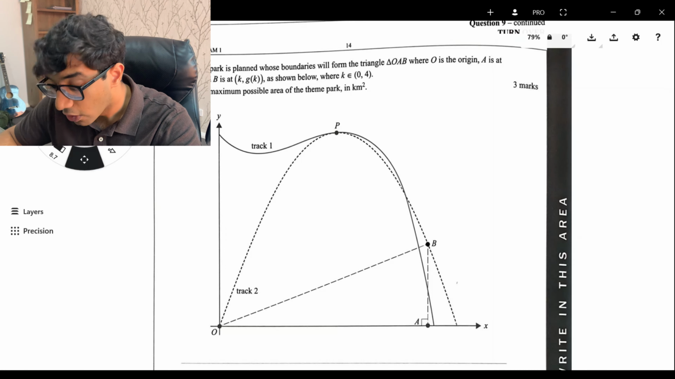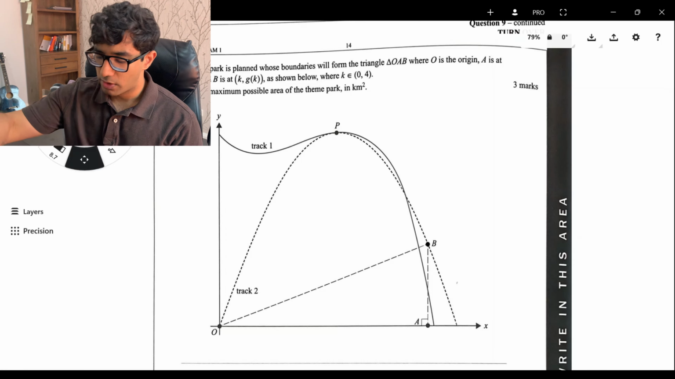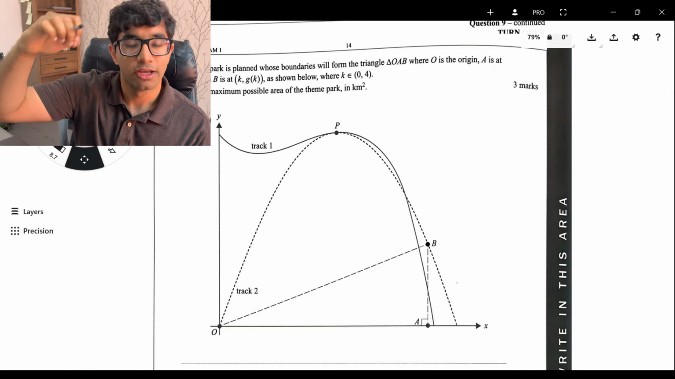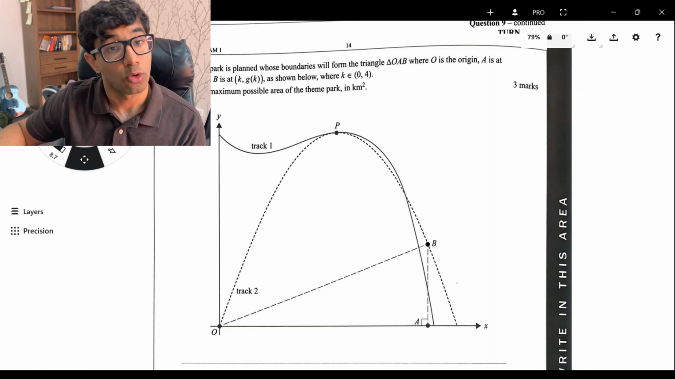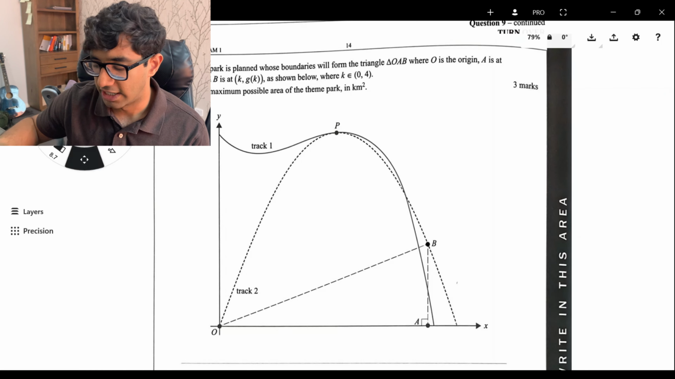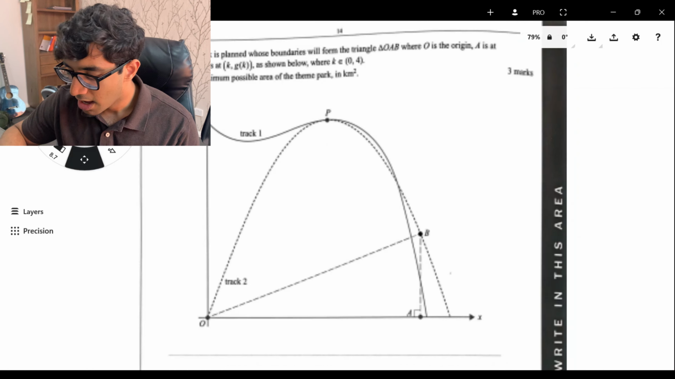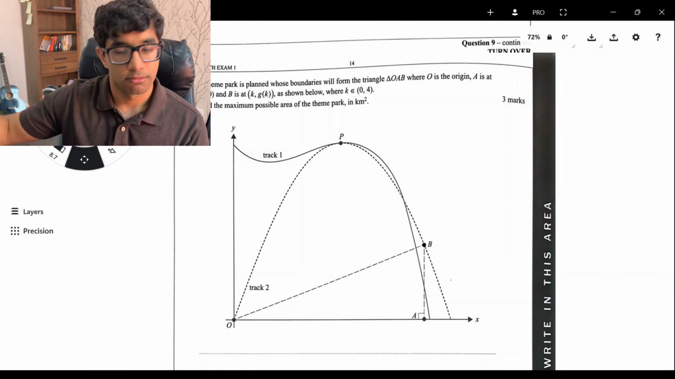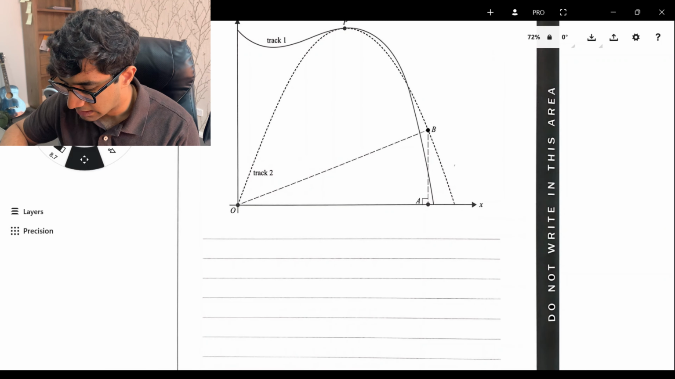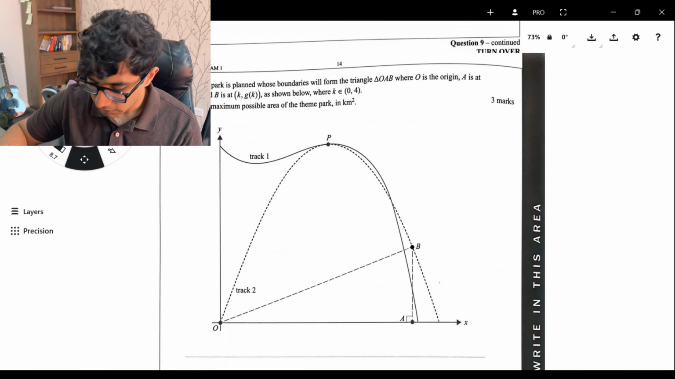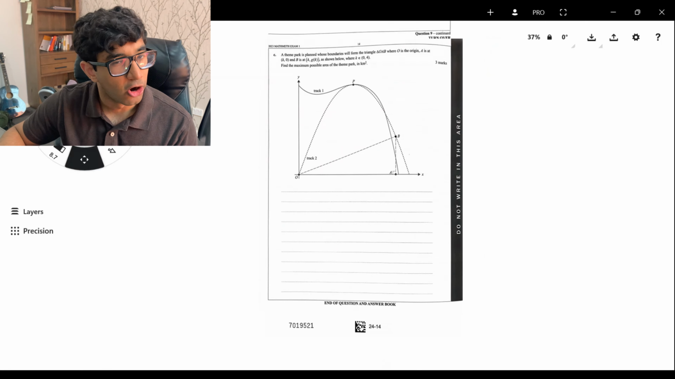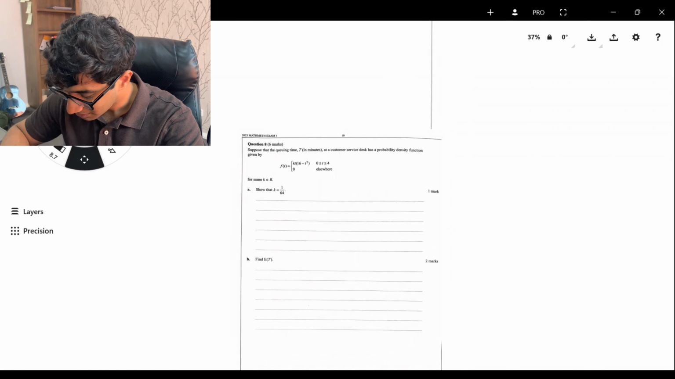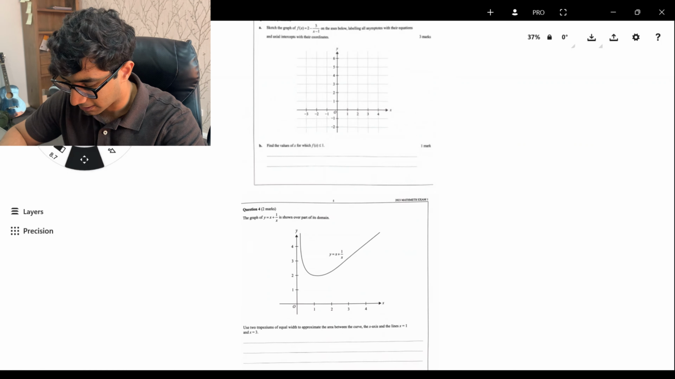So what's happening is we're forming a triangle where the vertex of the triangle is lying on track 1. We're going to be changing it, and I'll get back to this question a bit more. We want to optimize that value of k so that we can maximize the area of the triangle. That doesn't seem too hard at first glance, but we'll see when we reach it. So let's hop right back to the beginning.